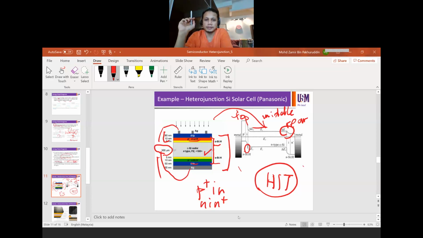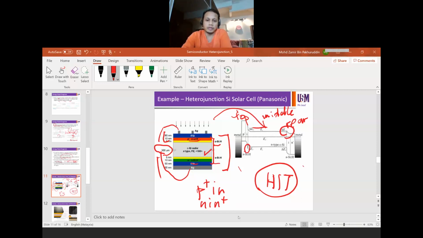Kenapa? Look at the title. Why abrupt? Yes, different band gap, right? It's a different band gap because we are having a transition from amorphous silicon P and N, P and I, to crystalline silicon in the middle.